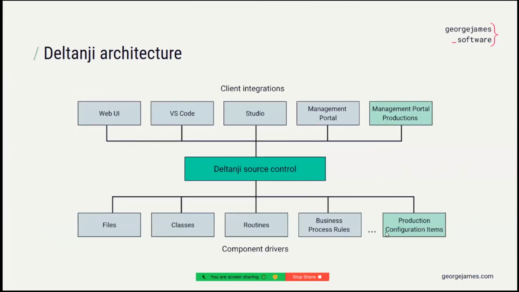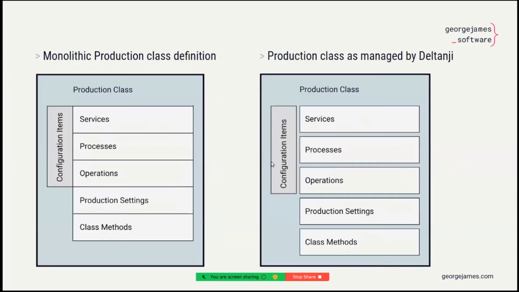So what I've shown you is the use of the configuration item component as a way of managing the individual configuration items within a production, and the use of the client integration for the management portal as a way of being able to interact with Deltanji to actually make these things happen. And the reason we've done this is to be able to manage these items at a higher level of granularity and not treat our production class as a single monolithic entity.